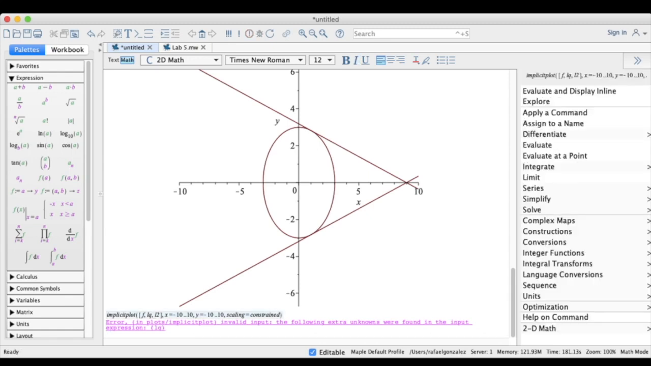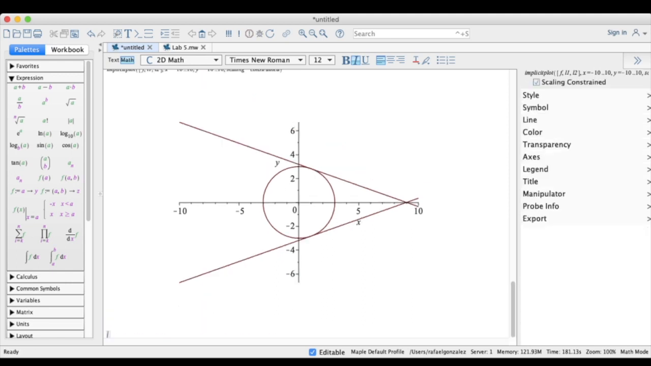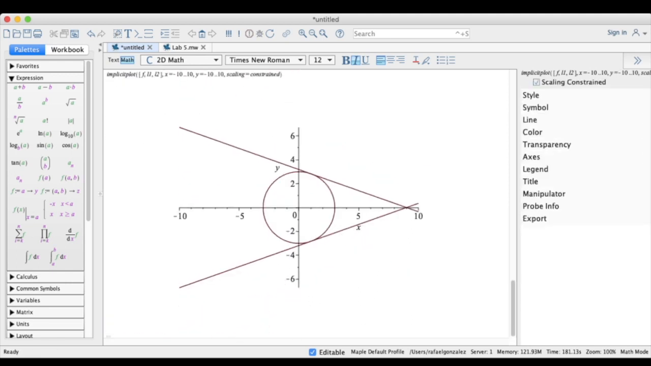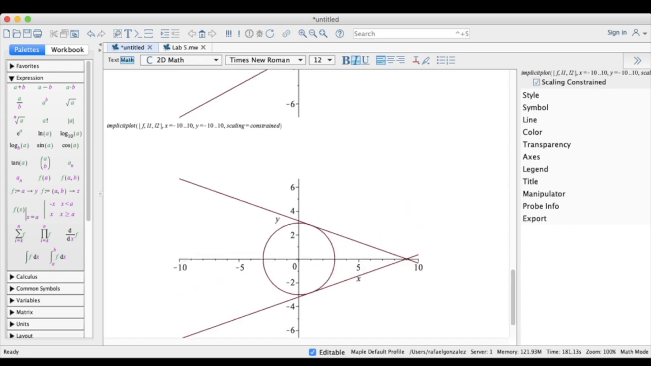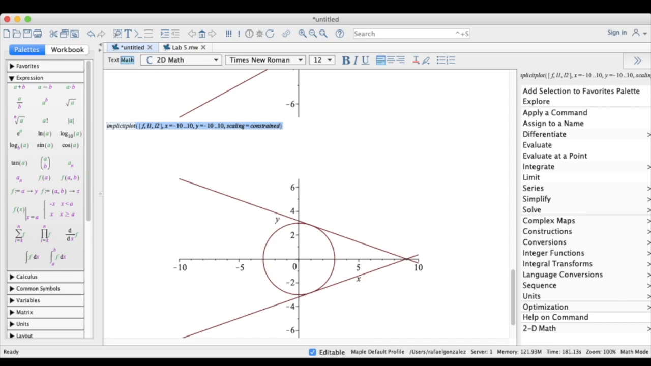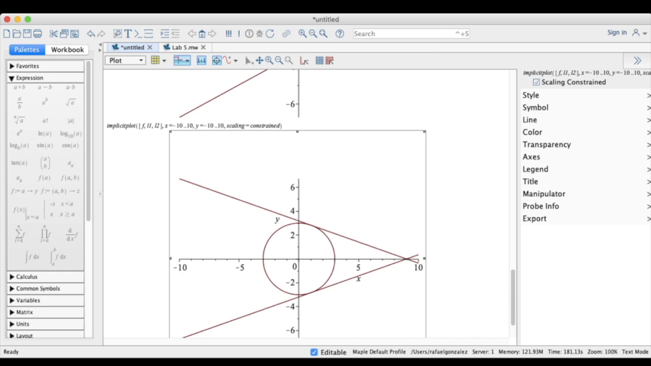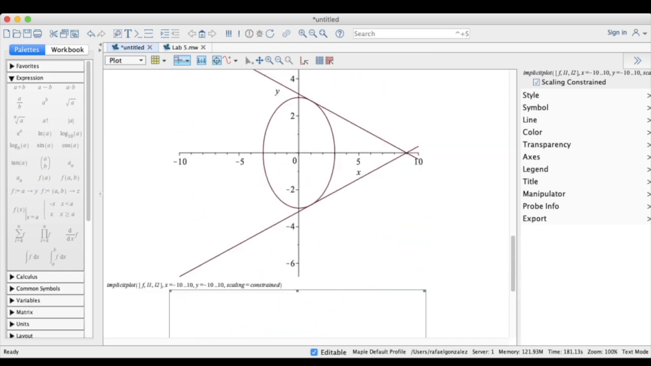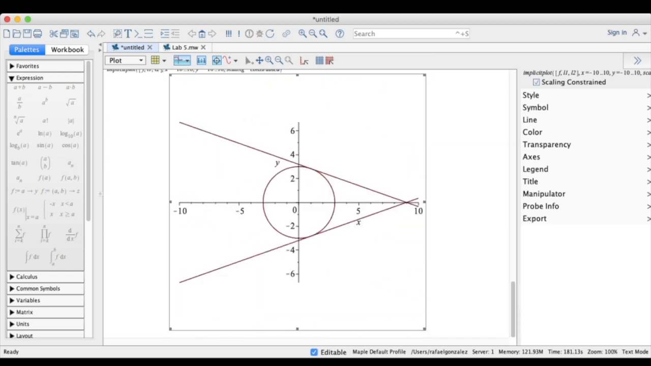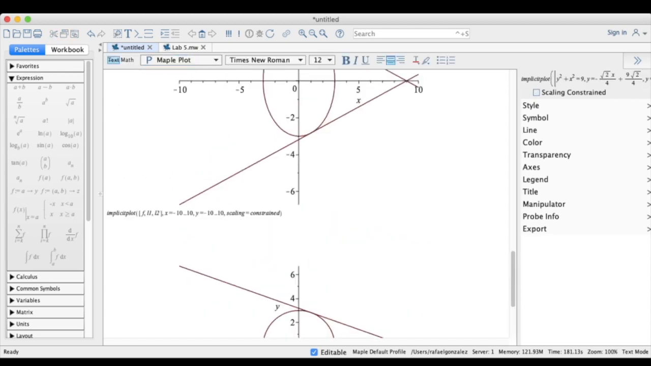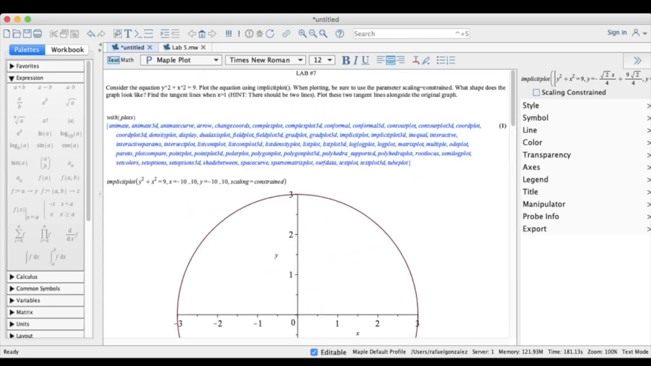Oops. Make sure that you put your equations correct. I put LQ instead of L1. And there we go. So now we can see a circle. That's what the scaling constraint makes sure of, that the picture doesn't get changed by our scales. So now we have a circle instead of an oval, and we still see the tangent lines going through these particular points. For your actual lab, this is what you have to do, all these steps.